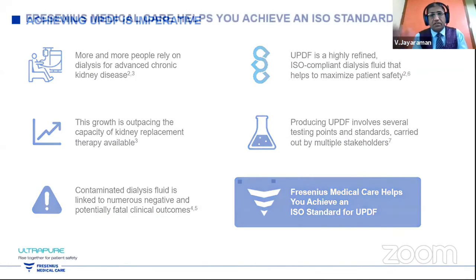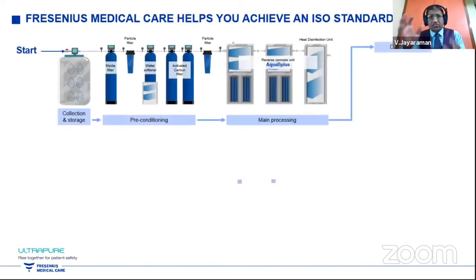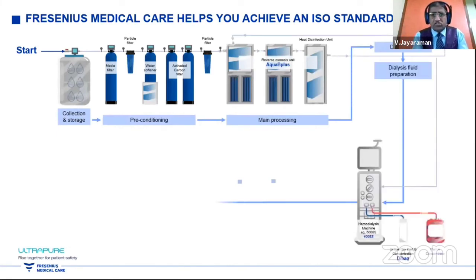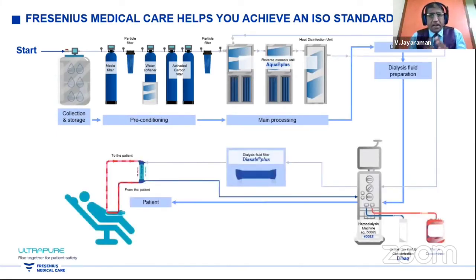What else does the society require? Fresenius Medical Care tries and helps you achieve an ISO target for UPDF. You need to have a well-maintained RO system in place, which is the pre-treatment system, with periodic backwash, rinse, and regeneration according to the number of liters it passes, not just once in a week or once in 10 days, which happens in the live scenario in the subcontinent.